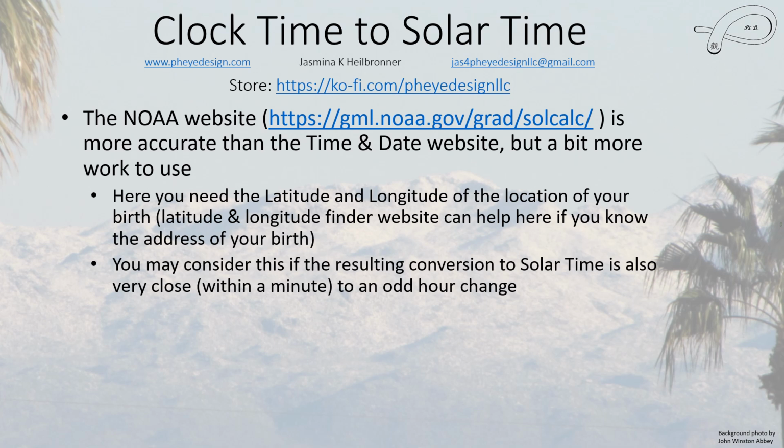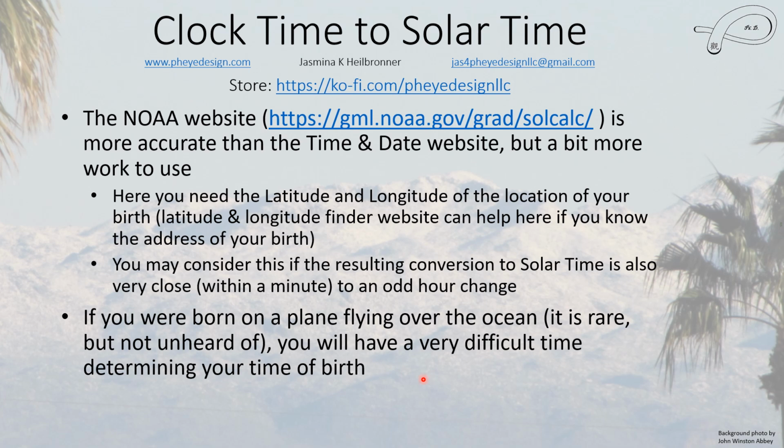And if you were in the outskirts, in a suburb, it might be different enough that it could make a difference. But if you're not close to an odd hour change when you convert it using the time and date, I don't think you have to worry about it. Now, if you were born on a plane flying over the ocean, that is rare but not unheard of, it will be very difficult for you to find your time of birth, because you don't know exactly where over the ocean you were born.